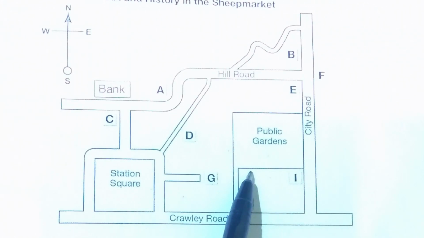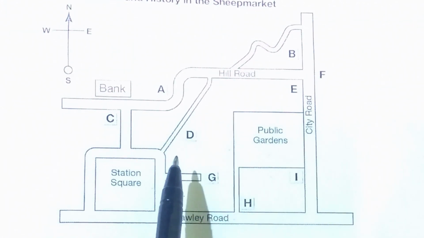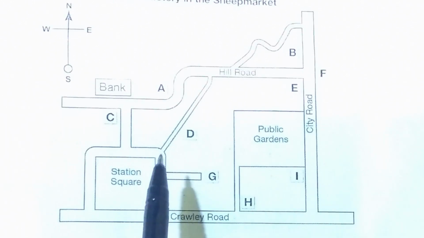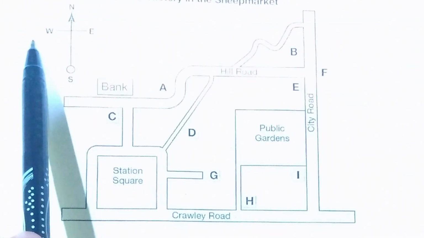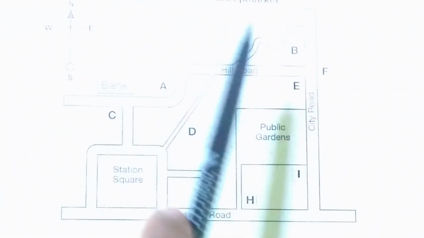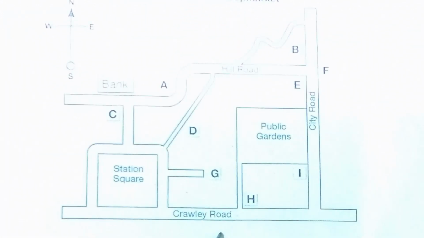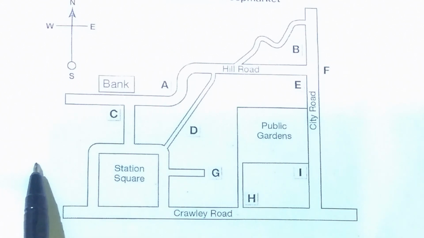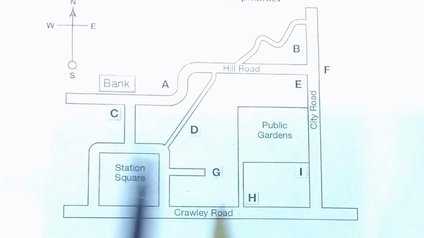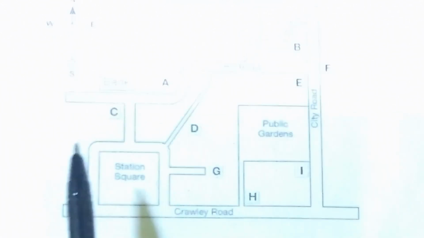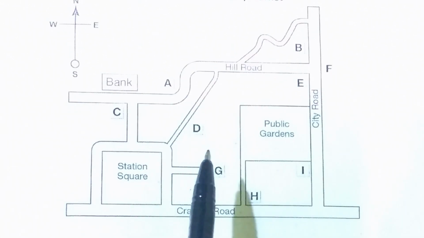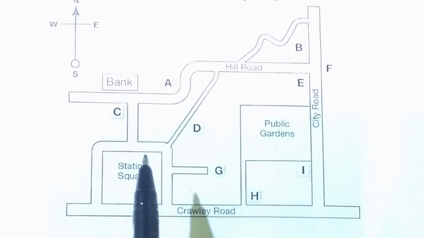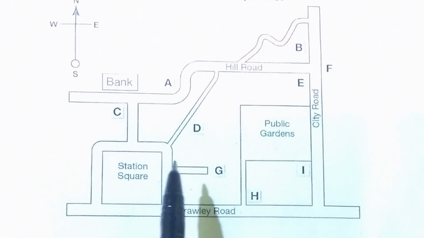In addition, you have to make sure that you are aware of the directions like north, east, south, west. This portion is the north, this is the east, this is the south, and this is the west. Also, you have to be familiar with your right and left. All these things have to be kept in mind before you really start doing a map.